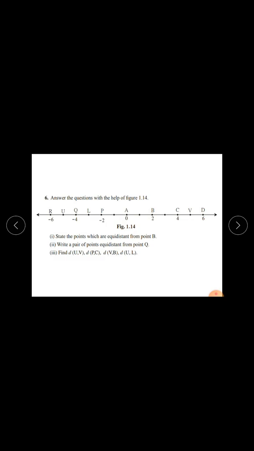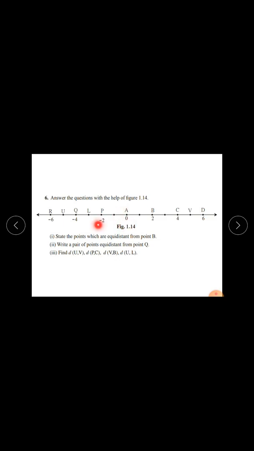For point A, coordinate is 0. For point B, coordinate is given 2. For point C, coordinate is 4. And for point D, coordinate is 6. So student, what is the coordinate for point V? Coordinate for point V is 5 because 4 is the coordinate of C and 6 is the coordinate of D. So the coordinate of V is 5.